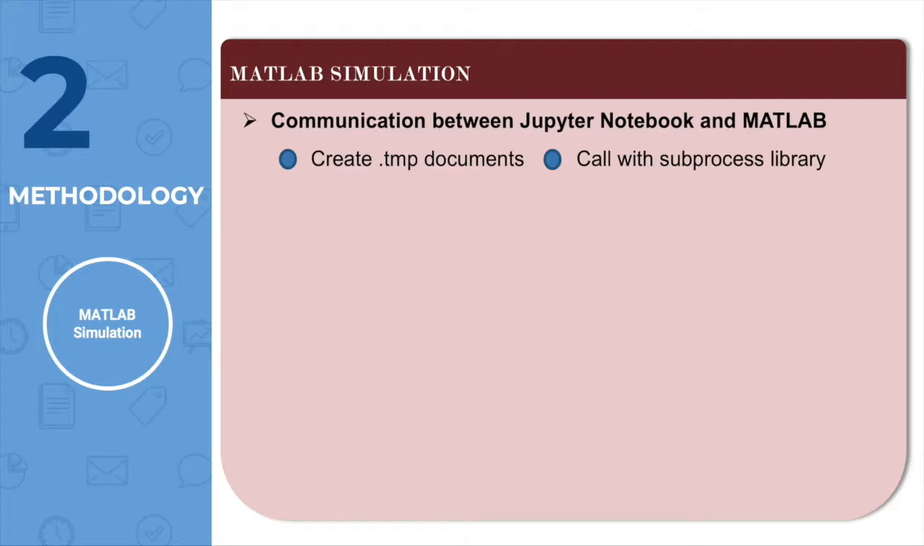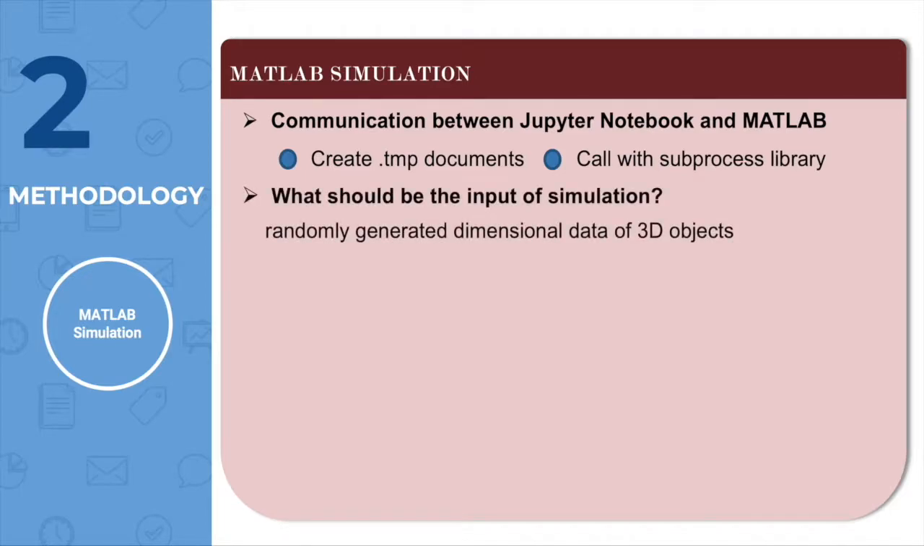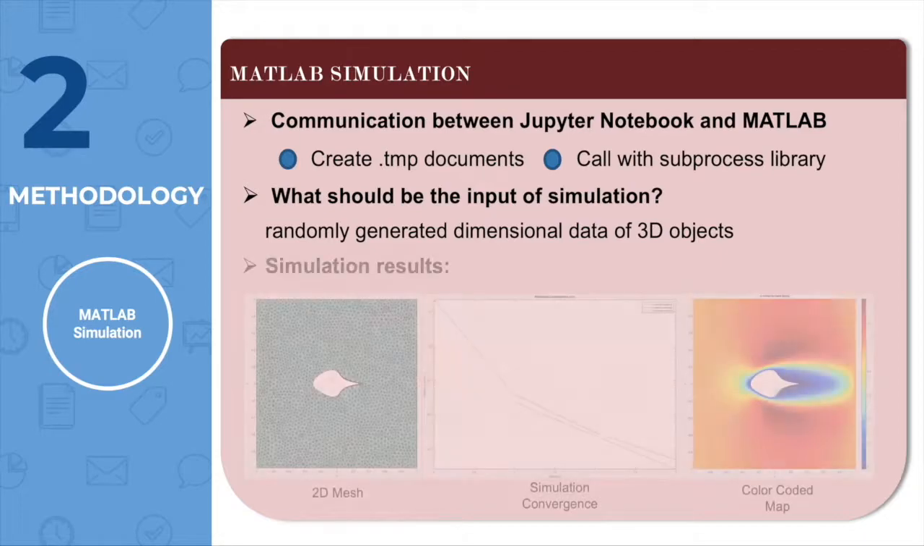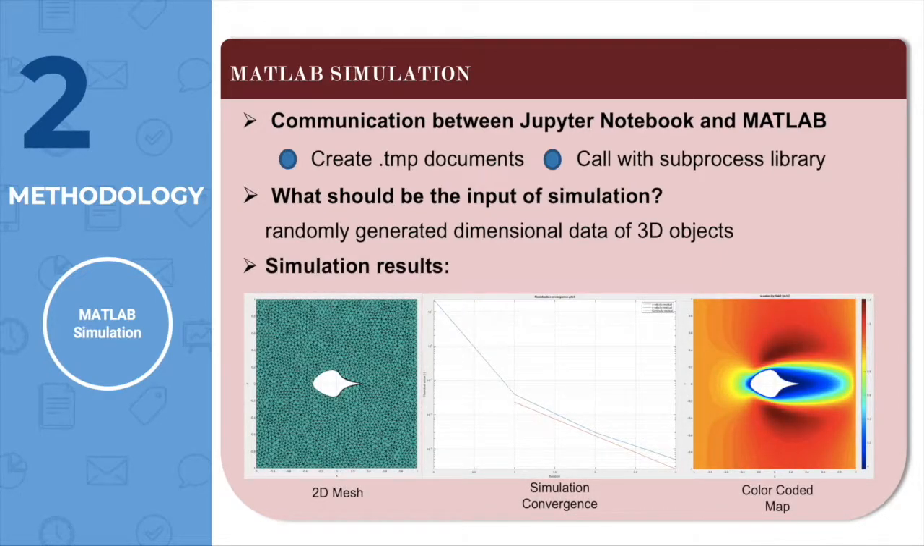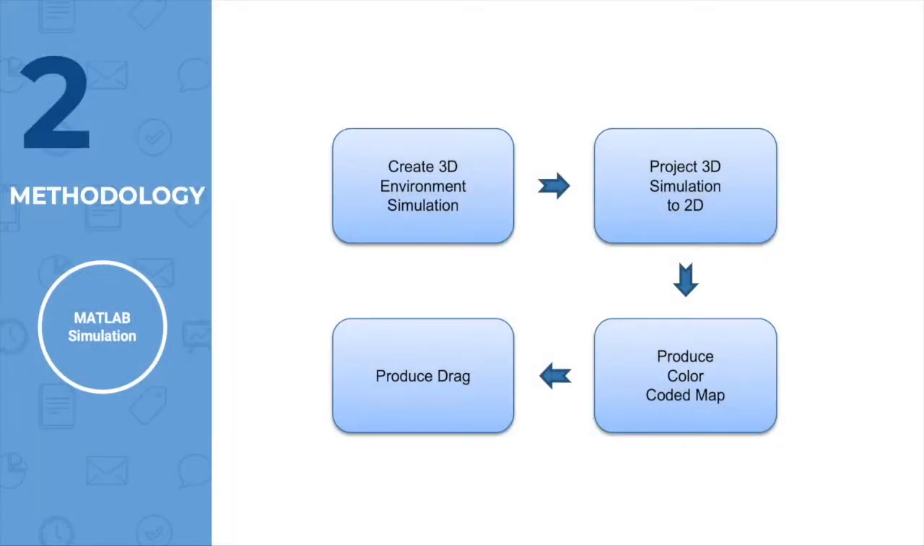We use randomly generated 3D latent dimension lengths as our input of simulation. And each of our output data looks something like this, so these three graphs make up one of our simulated data point set. The entire process of simulation goes through 3D simulation and a projection from 3D to 2D. Then the algorithm produces a velocity map and an according drag coefficient.